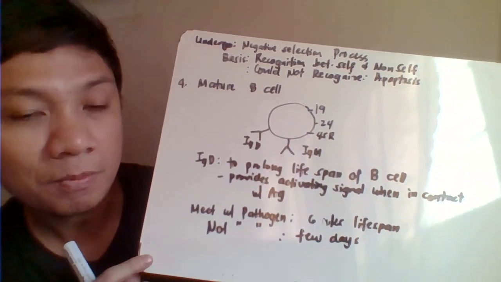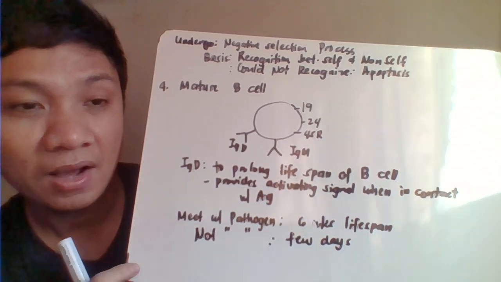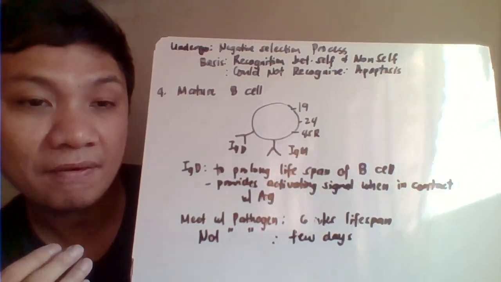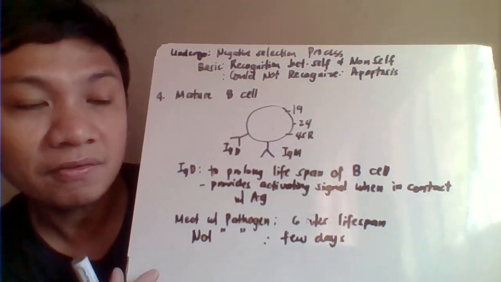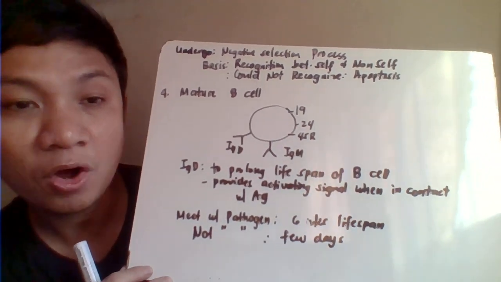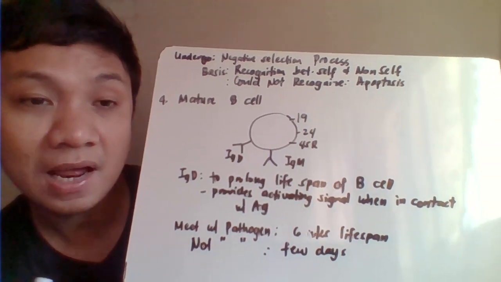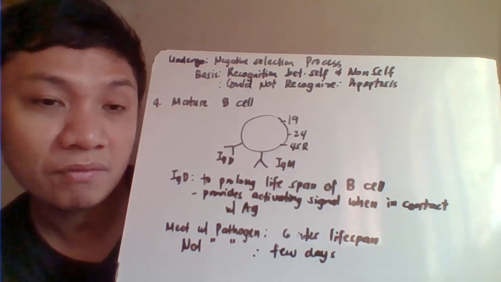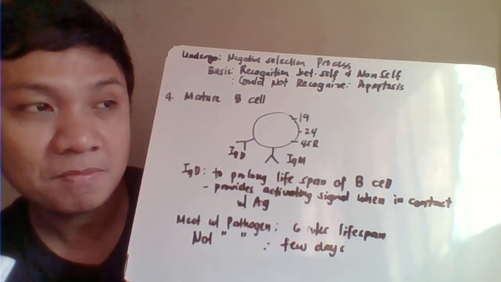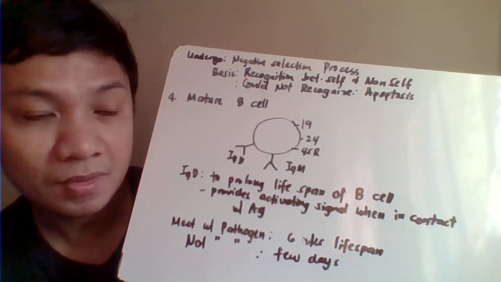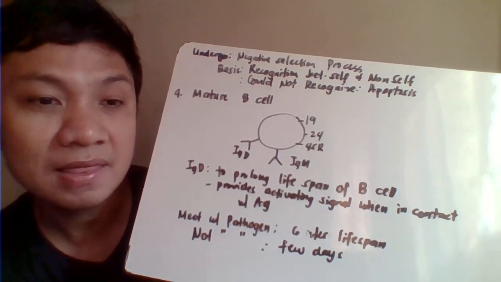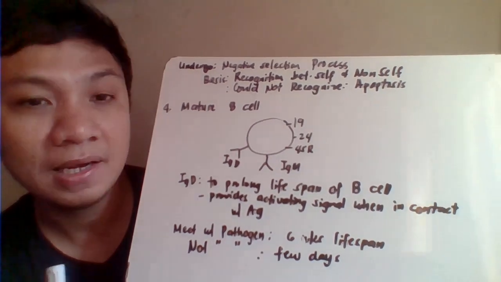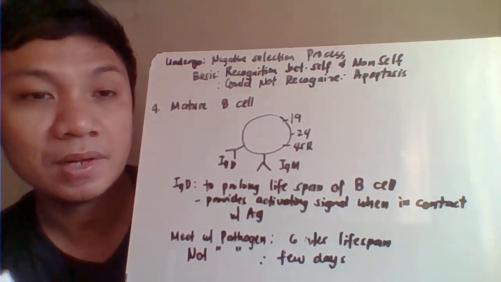So the negative selection process is a screening test. Okay, that will check if your B cell here is a functional B cell. The basis for your negative selection process is on the recognition between self and non-self antigen. So if that B cell could not recognize between the self and the non-self, it will be removed by the process called here apoptosis. Okay, so again, pag self-antigen, dapat ang B cell natin will not react on that. Okay, pero pag non-self, so it will react on that because that one is your pathogen.